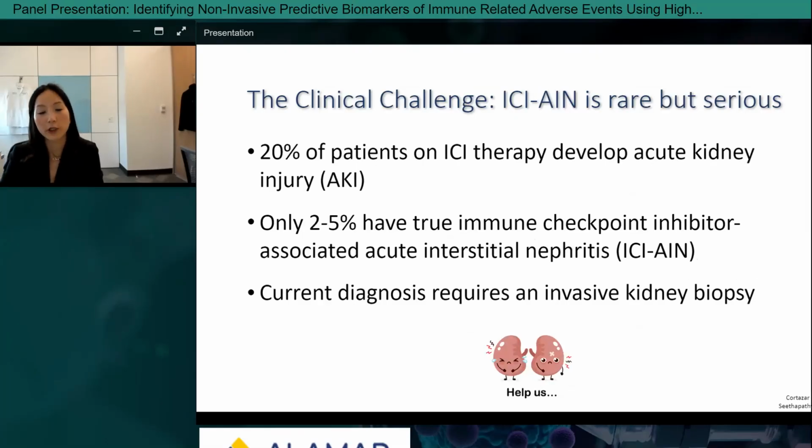So what exactly is the challenge of AIN if it's not that frequent of a side effect? While only 2 to 5% of patients will have immune checkpoint inhibitor-associated AIN, approximately 20% of patients, or 1 in 5 patients on ICI therapy, will develop kidney injury. And so actually the goal is to figure out of these 20% of patients, or 1 in 5 patients who have AKI, which of those actually have true AIN or immune nephritis. And because we don't have a diagnostic blood or urine test, we rely on an invasive kidney biopsy.